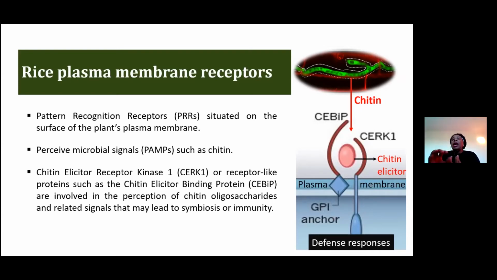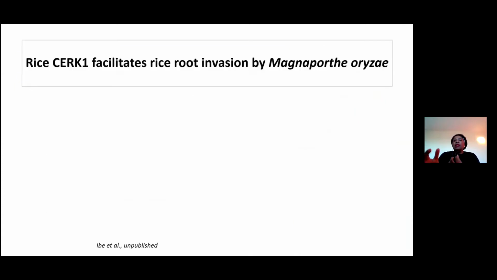Now, in the leaf, once CEBiP perceives chitin from the cell wall of this pathogen coming in, it alerts CERK1 and forms a complex with it. Then they induce defense responses against this pathogen, so they prevent it from coming in as much as they can. But in the root, it is totally different.